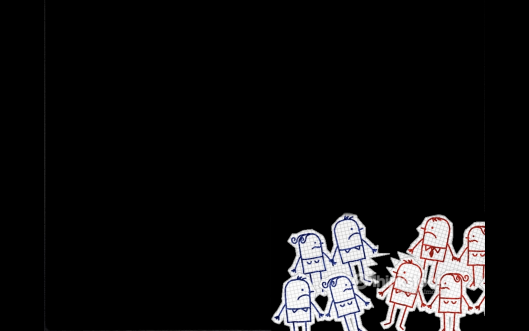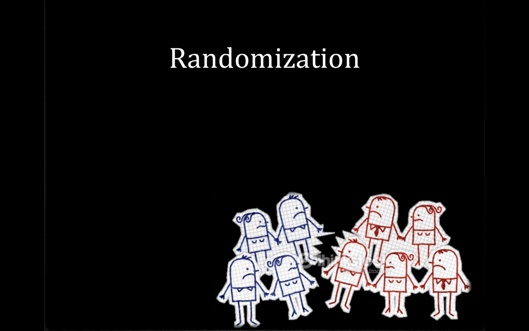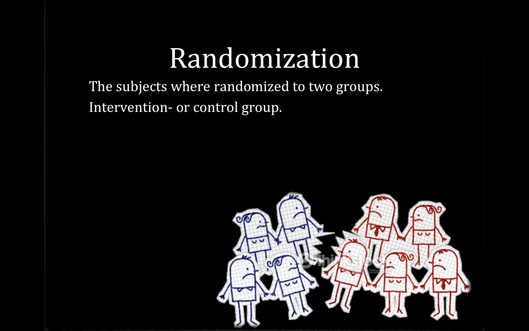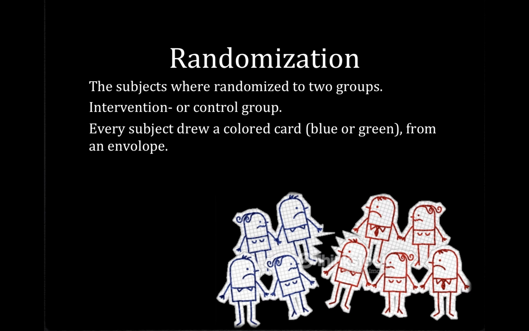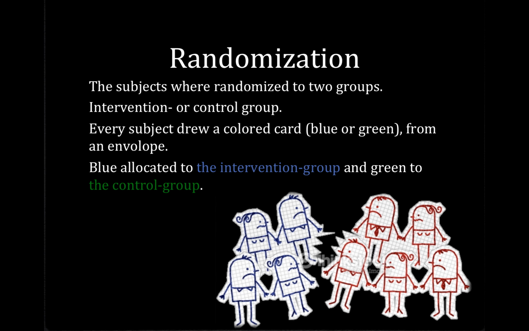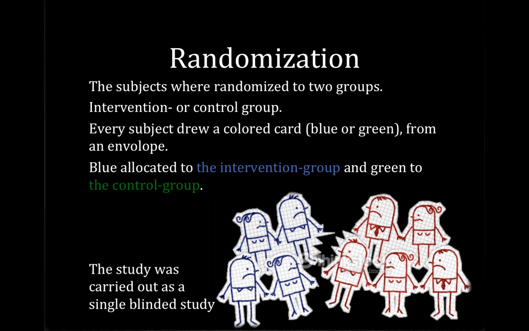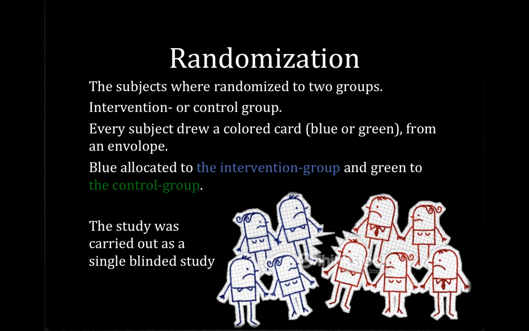Now to the randomization. All the subjects were randomized into two groups, either intervention group or control group. It was done by every subject drawing a colored card from an envelope, a blue or a green card. If the subject drew a blue card, they were in the intervention group, and a green card, they were in the control group. This study was carried out as a single-blinded study.